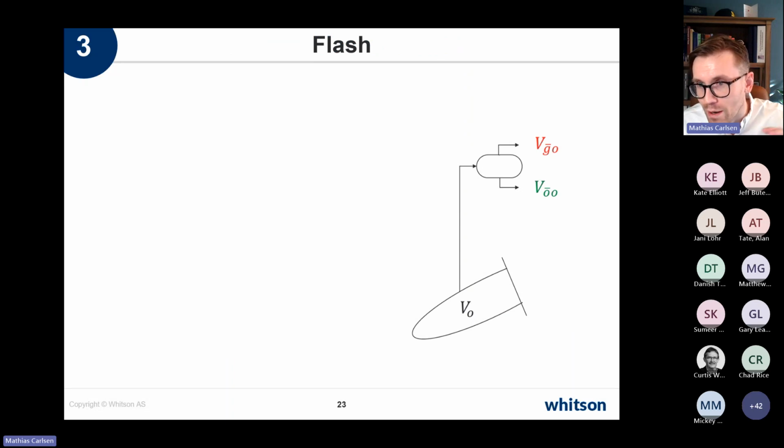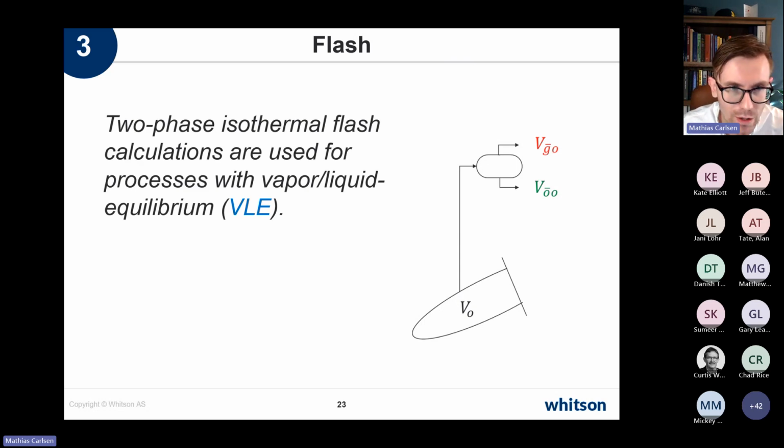If you look at it a little bit rigorously, these are two-phase isothermal flash calculations that are used in processes where you have vapor liquid equilibrium. That's what you call a VLE process. If you want to connect that to a day-to-day exercise, you produce a fluid, expose that fluid to separator conditions, for instance, and then if everything is in equilibrium, you're getting a vapor phase and you're getting a liquid phase that will be a function of whatever those conditions are.